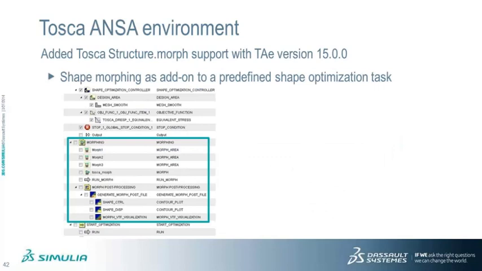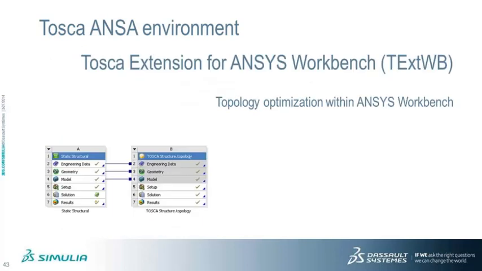Another add-on is the morphing, which Miha already presented to you. This time it is lined up under the shape tasks, because the way you define morphing is very similar and is based on the shape definitions, optimization for shape, so you have it available there.